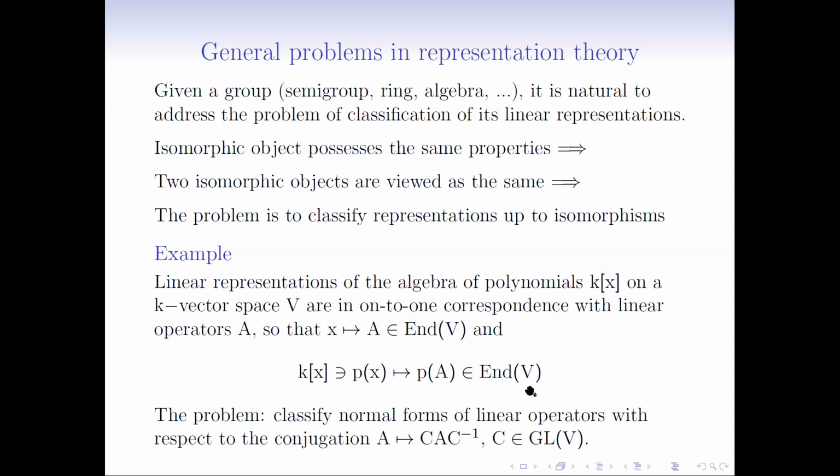If V is finite dimensional, then of course this map from polynomials to endomorphisms of V is not a monomorphism. It has a kernel, and the kernel is generated by the minimal polynomial of the operator A. Now, the problem of how to classify representations of k[x] in endomorphisms of V, with V only a vector space, is the same as how to classify linear maps with respect to conjugation, CAC inverse, where C belongs to GL(V). So this is the same as classifying representations up to isomorphism.